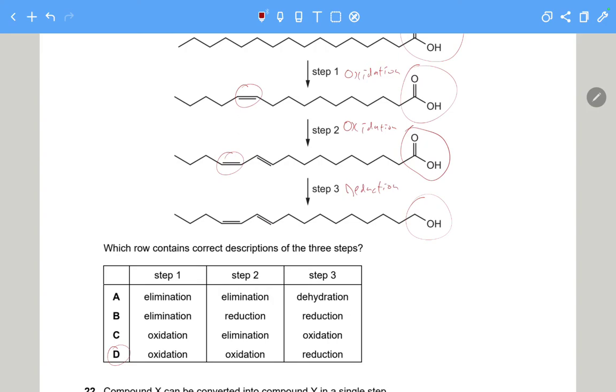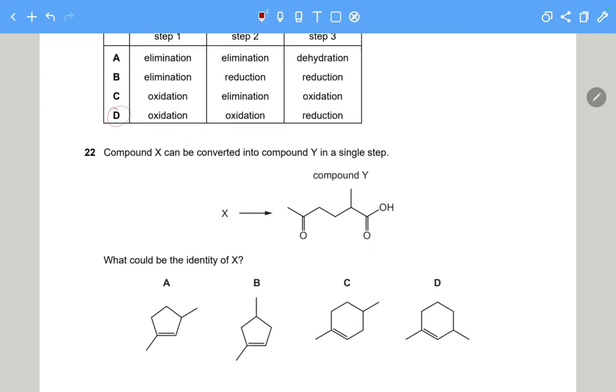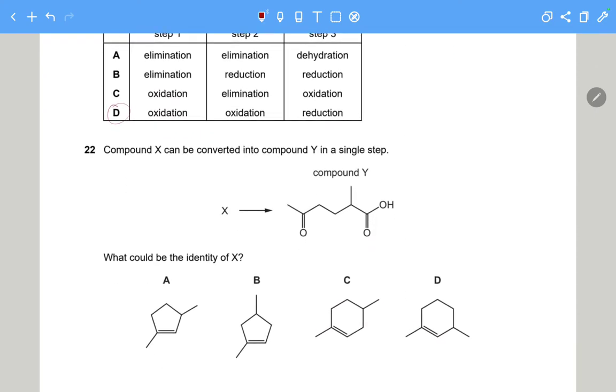Compound X can be converted into compound Y in a single step. Okay, so X to Y. What could be the identity of X? Let's look at the number of carbon atoms in compound Y, because remember, some of these options may have a different number of carbon atoms, so we can cancel them out immediately. So 1, 2, 3, 4, 5, 6, 7, and that's 7 carbon atoms.